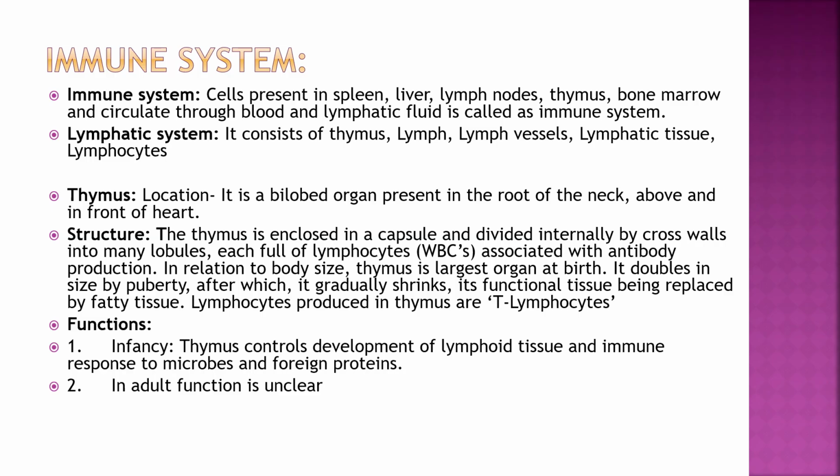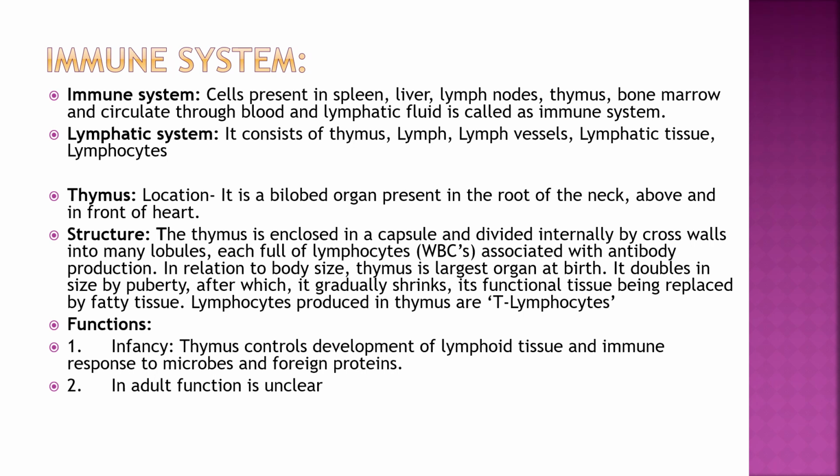Immune system: cells present in the spleen, liver, lymph nodes, thymus, and bone marrow, and circulating through blood and lymphatic fluid, are called the immune system. The lymphatic system consists of the thymus, lymph vessels, lymphatic tissue, and lymphocytes. Thymus location: it is a bilobed organ present in the root of the neck, above and in front of the heart.